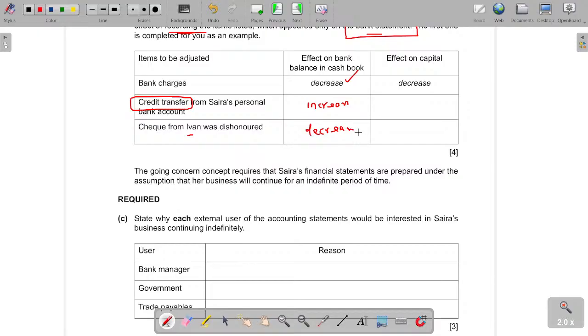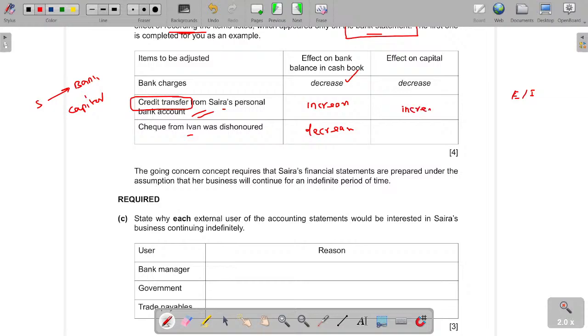Now, what about the impact on capital? Bank charges are expenses, so it decreases the capital. Any expenses or income will affect the capital. And here, credit transfer from Saira's personal bank account to the bank is transferred. You know, it's nothing but what? Capital contribution by the owner. So definitely capital will increase.